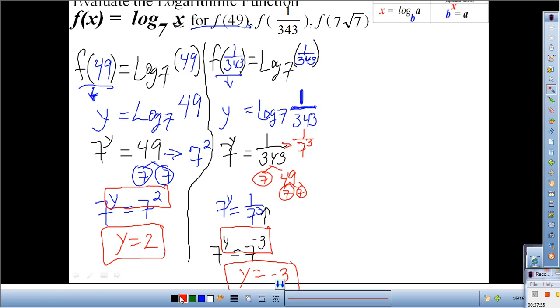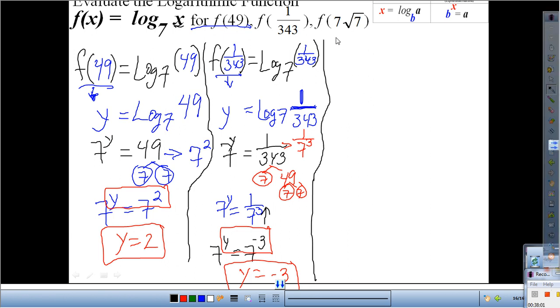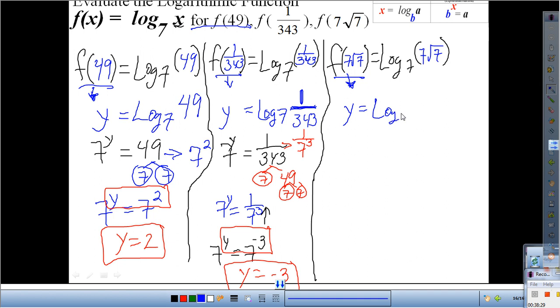All right, so we'll pause the video so you can copy that unless you're already ahead of me. And I'm going to get started with the last one. The last one, I do f of x equals log base 7 of x. But now I'm going to substitute what? 7 square root of 7. All right, so what do we know? That this side turns into what variable? y. Left side turns into y. This one is log base 7, and they give us the number 7 square root of 7.